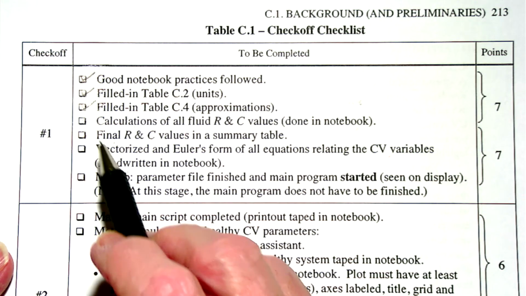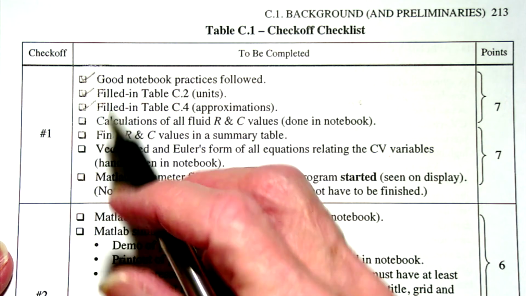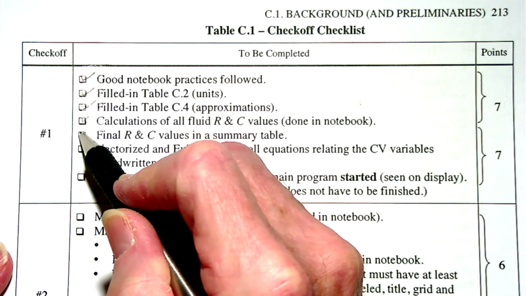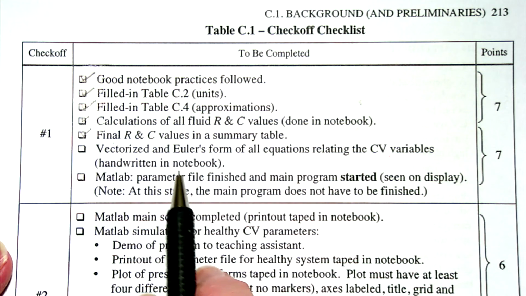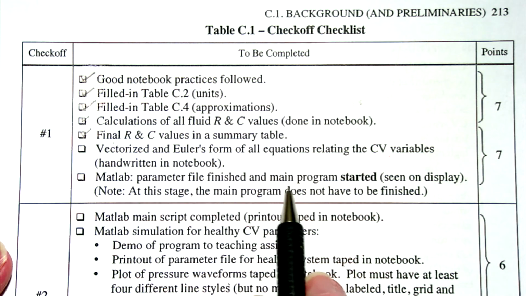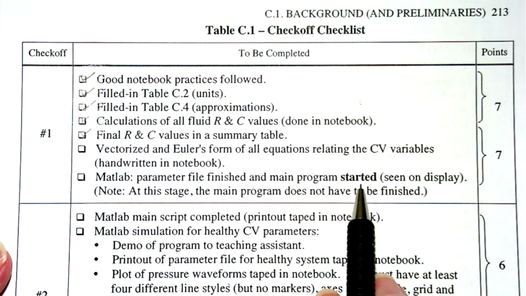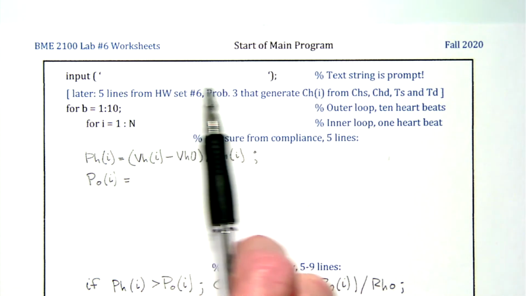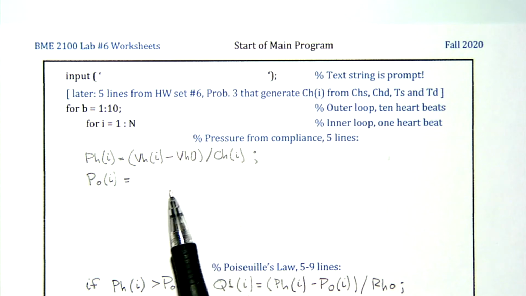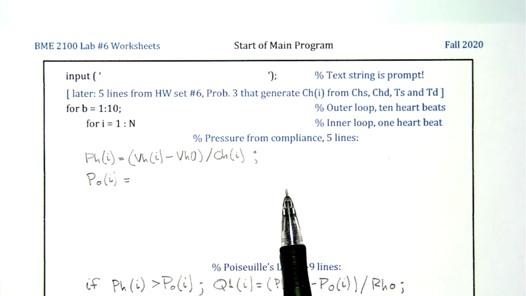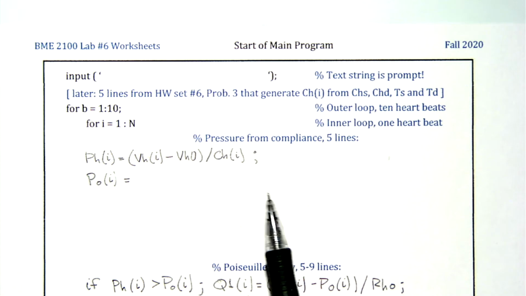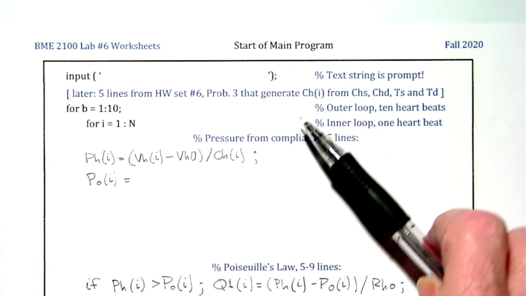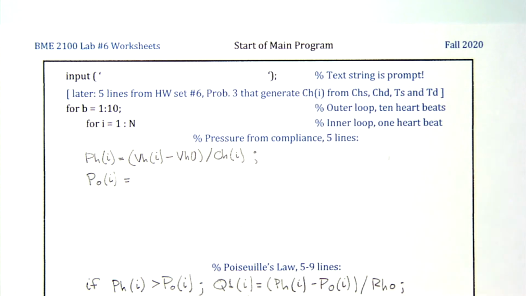Now that we've done a calculation of all of our R and C values and have put them into a summary table in the parameter file, we can go on and put some vectorized equations into the main program to get it started. We will finish the main program next lab. So let's finish the lab this week by completing worksheet number 4, which is where we're going to write by hand some of the lines that will be in our main program that we will finish next week and get running next week. So this is the start of the main program. And this is my suggestion of how you arrange those lines.